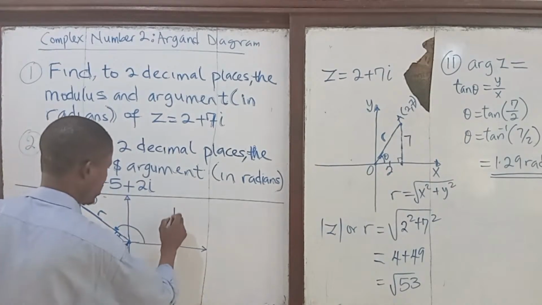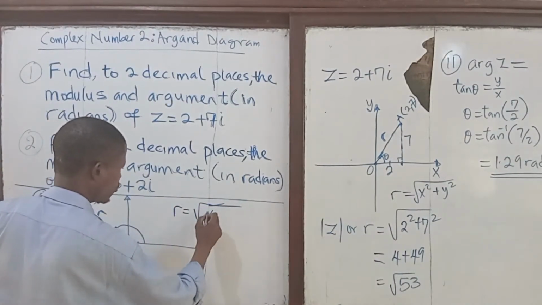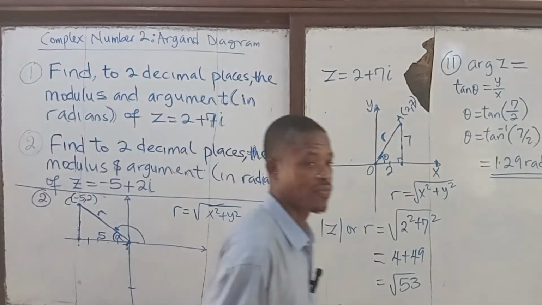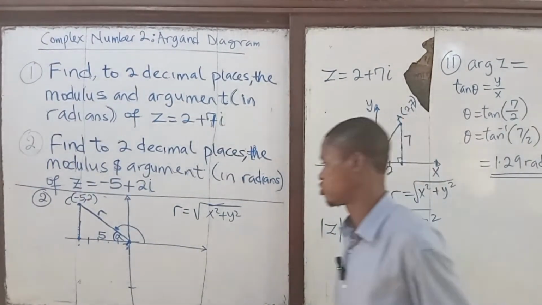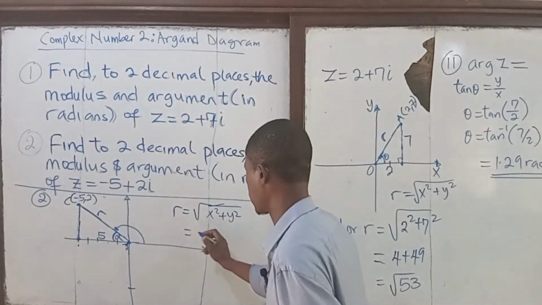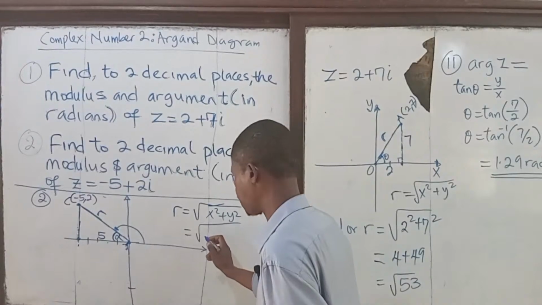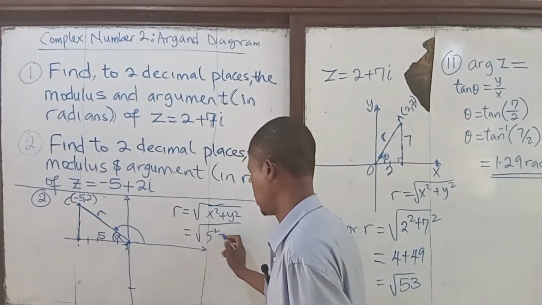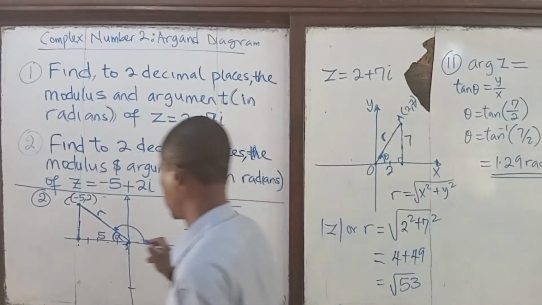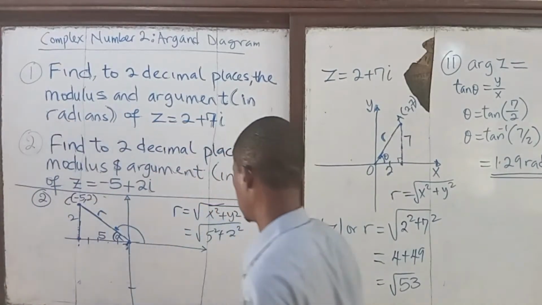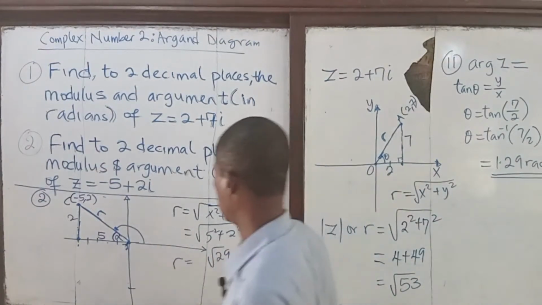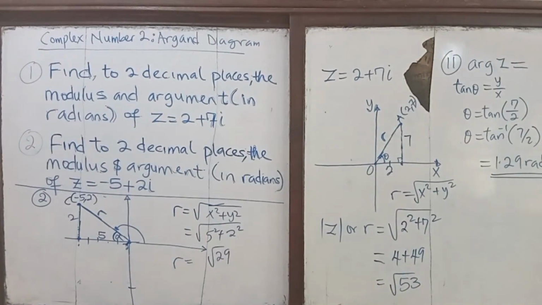Let's get the modulus first, then I will talk more on the argument. The modulus will be equal to the square root of x squared plus y squared. You can skip this diagram, but it's very good to sketch it so as to know which quadrant the complex number falls into. So x is -5, use the Pythagorean theorem: 5 squared plus 2 squared. That's root 29 for the modulus.